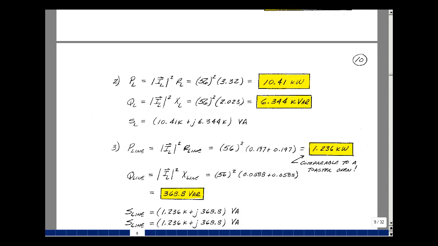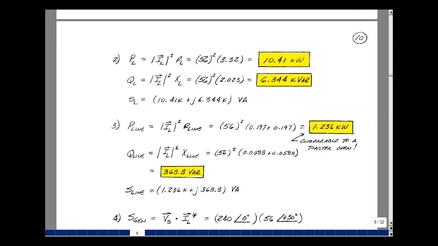Take a look at the power that's dissipated in the wires. Now again, we've got a wire going to the load, we got a wire coming back, so the power that's absorbed by the wires, the real power, is the magnitude of the current squared times the total resistance. And that turns out to be 1.236 kilowatts. That's comparable to a toaster oven. We're losing a lot of power in the wires in just 1,000 feet of wire. The reactive power is the current magnitude squared times the reactance of the line. Again, we've got one going and one coming from the generator, and that gives me 368.8 vars. Complex power then is the real part plus the imaginary part in volt amperes.